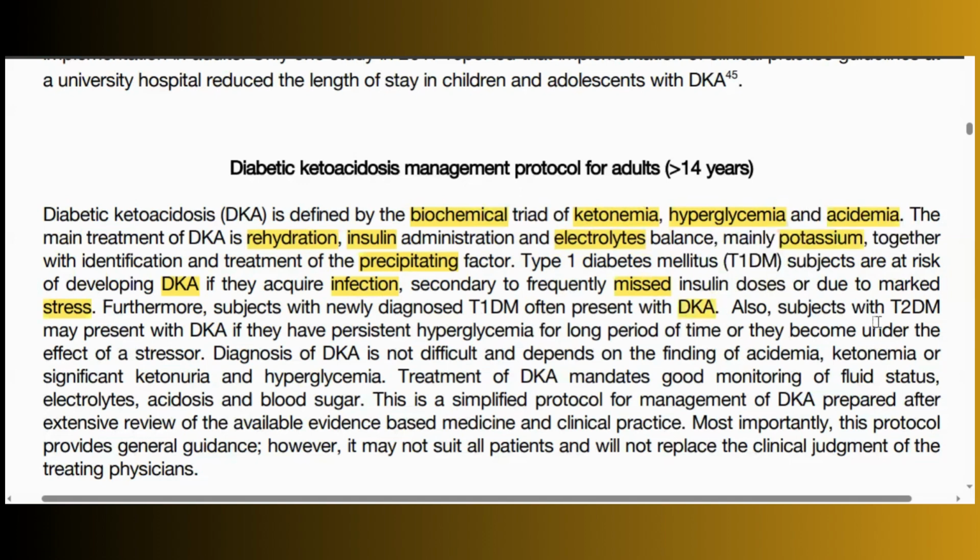Also, patients with type 2 diabetes mellitus may present with DKA if they have persistent hyperglycemia for long periods of time or they come under the effects of stress. The diagnosis of DKA is not difficult and depends on the finding of acidemia, ketonemia or significant ketonuria, and hyperglycemia. The treatment of DKA mandates good monitoring of fluid state, electrolytes, acidosis, and blood sugar.